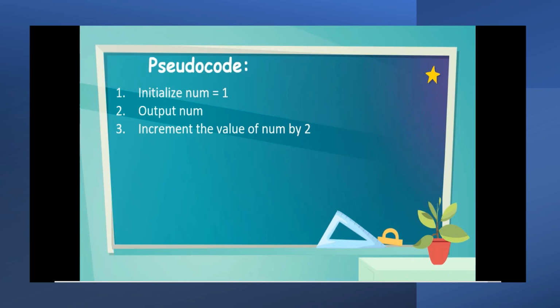So why by 2? Because we are going to generate odd numbers and their difference is 2. And then we compare, is num greater than 10? If num is greater than 10, the program has to end. But if not, then the program has to repeat steps 2 to 4.